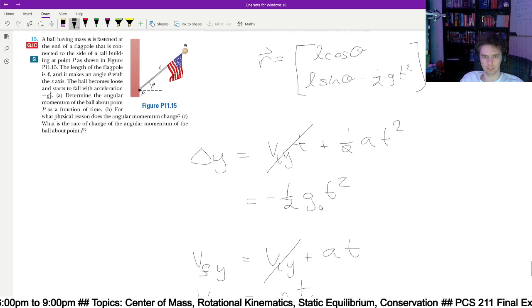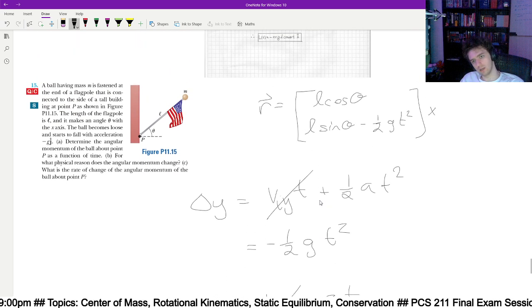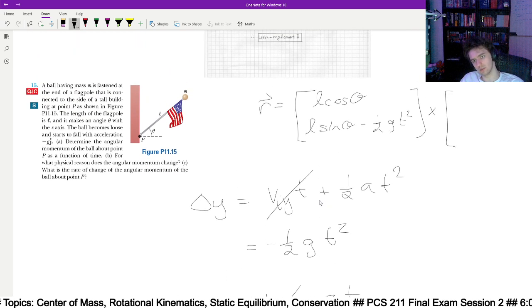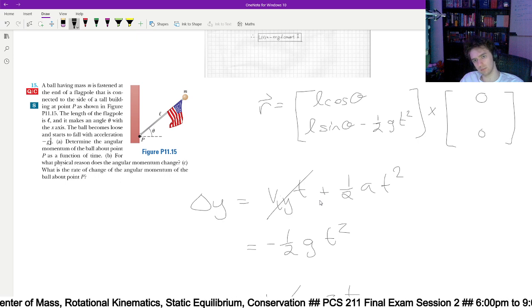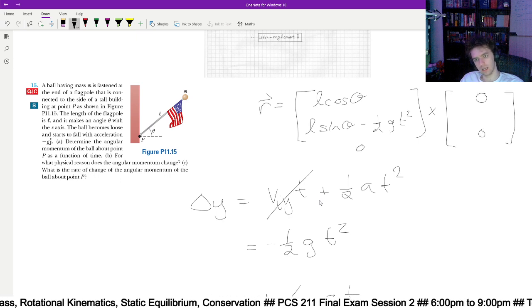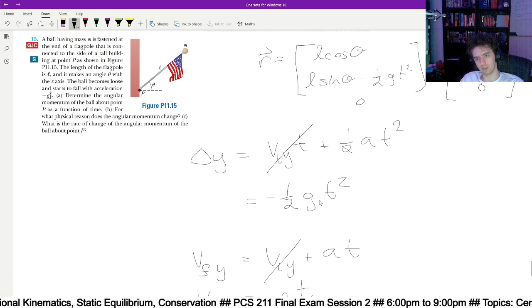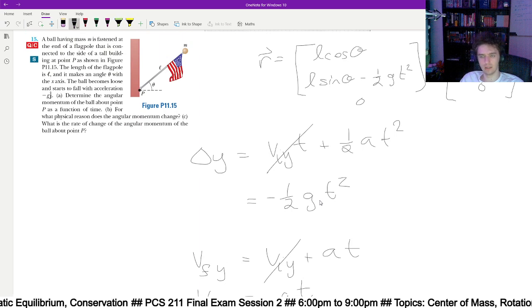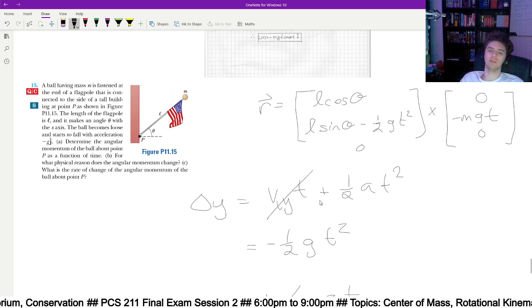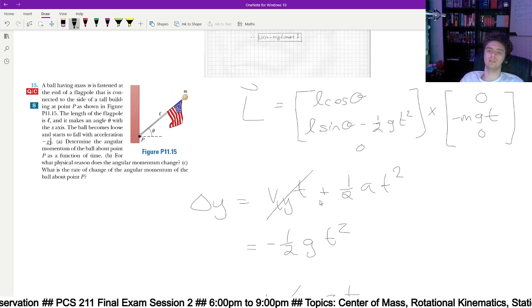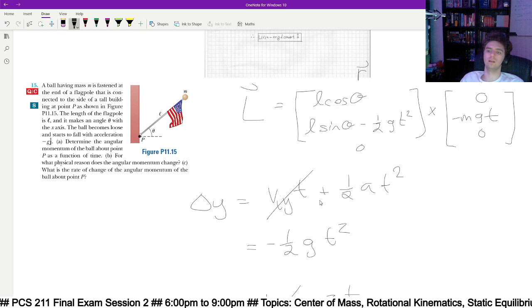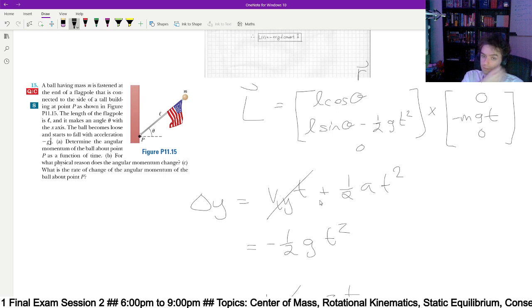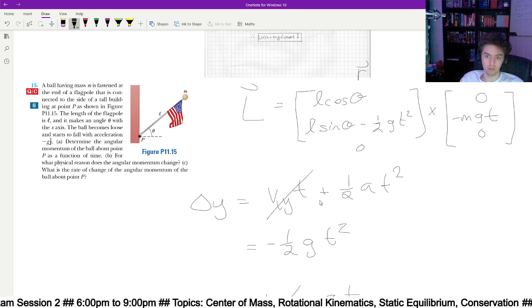Why did I need that? For momentum. So at time t, the x component will be 0, the z component will be 0, and it'll have a negative gt times m. So negative mgt is the momentum at any moment. Sorry, this is the L now. This is R and this is P. Okay, should work.